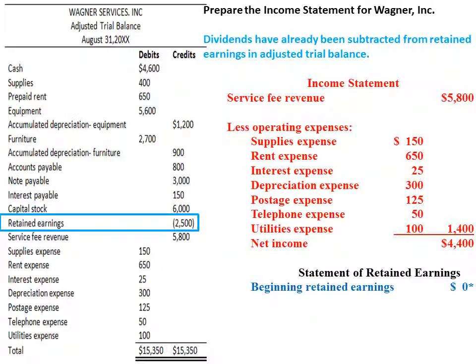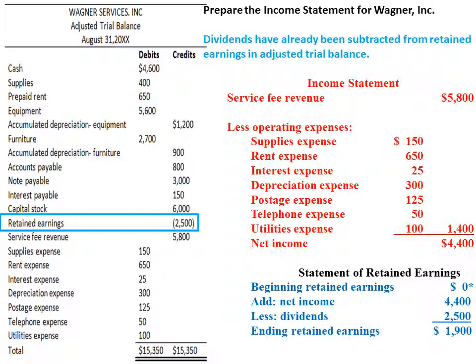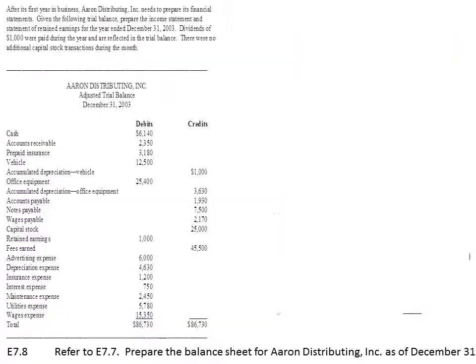So we're going to take our beginning retained earnings, which is 0. Okay, they gave us that in the previous direction. Our net income from right up above is $4,400, less our dividends of $2,500, which will give us an ending retained earnings of $1,900.